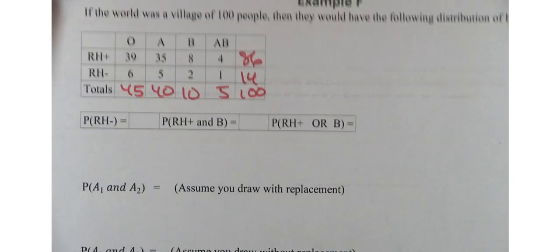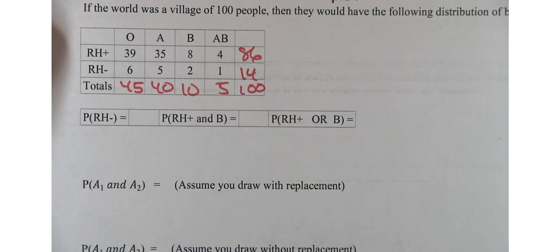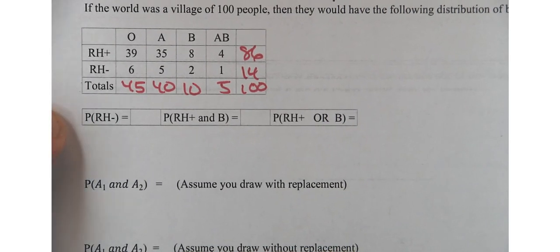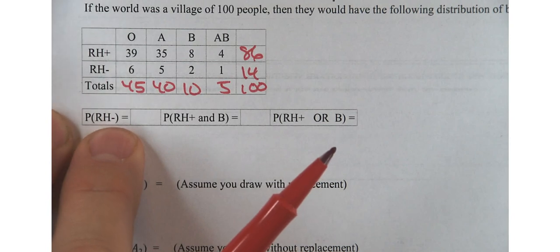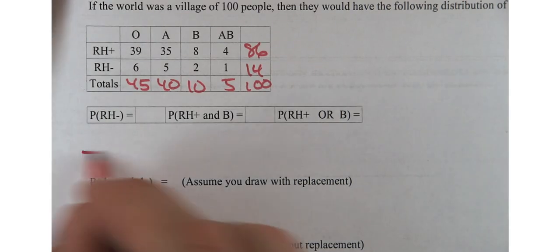So let's take a look at a few probabilities here to finish things up. Let's start with the probability that you have negative type blood. So it could be O negative, A negative, AB negative, B negative. What's the probability that you have Rh negative blood?